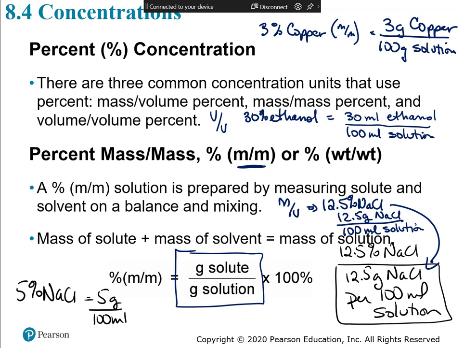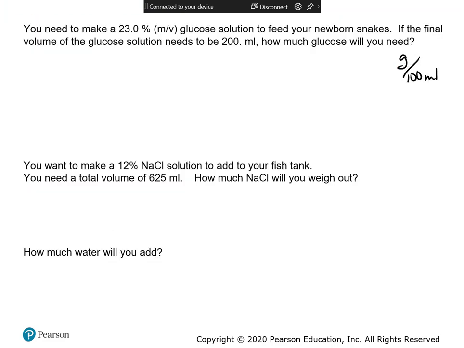You can just multiply concentration times volume. But in this one, you always want to make sure that you check what the amount of your solution is so that they match. So this one, you need to make a 23.0, and this is mass to volume, so this is going to be grams per 100 mils, glucose solution to feed your baby snakes. If the final volume of the glucose solution needs to be exactly 200 mils, so that's like 200 with a decimal place, how much glucose will you need?